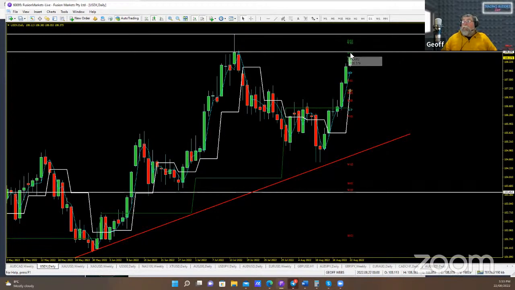It may happen here, and that's why I'm out of this euro dollar short at the moment, because I don't think there's much left in it. If it goes to there, I've probably left a fair bit on the table, but I don't see it going through parity very quickly, as I say.